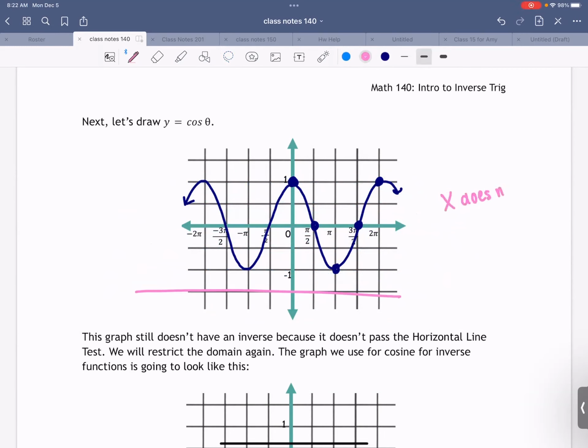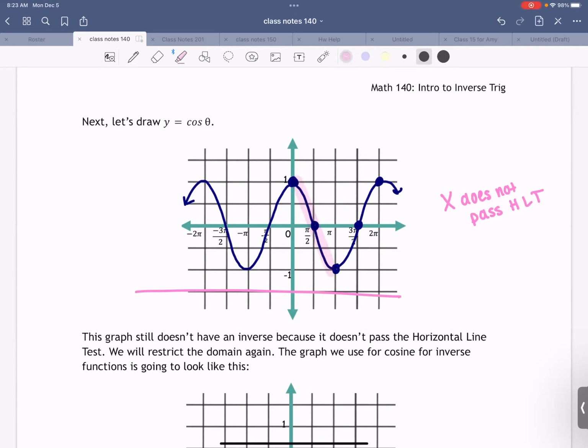So it does not pass the HLT. To force it to have an inverse, we're going to do the same thing we did with sine. We're going to do this thing called restricting the domain. Now, we're going to do it a little bit differently than what we did with sine, because cosine is a little bit different, right? I'm going to take my function between 0 and π.